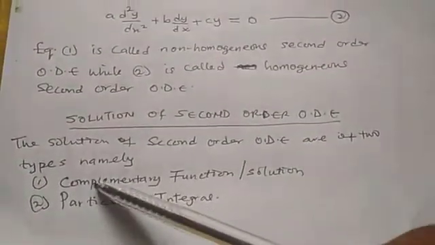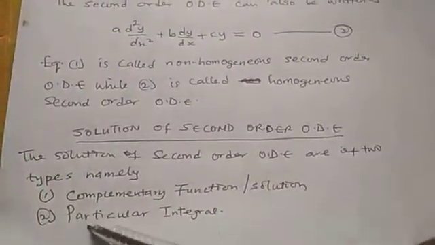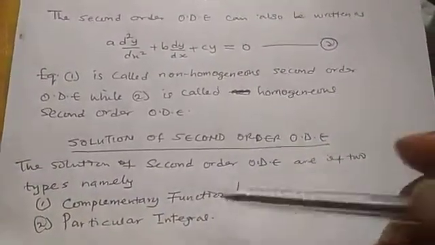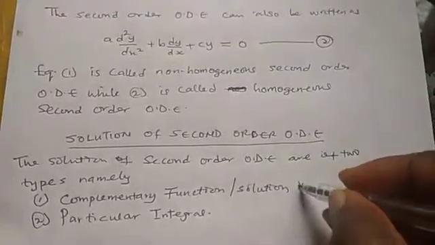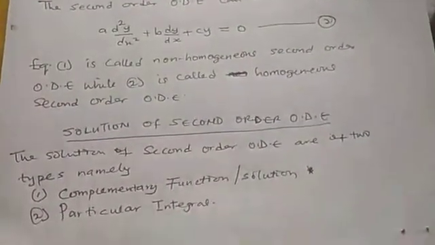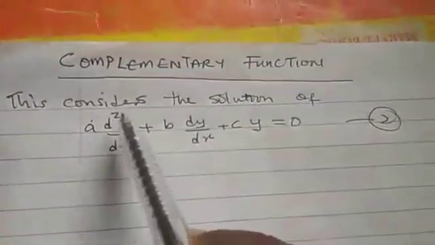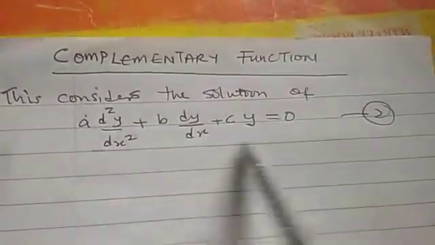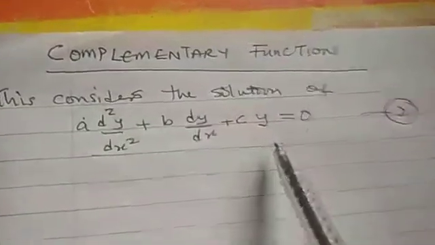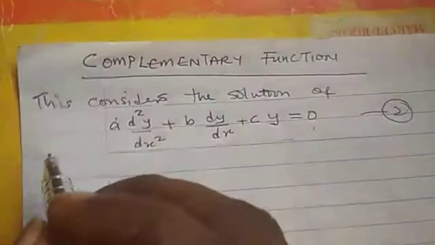Number 1, we have the complementary function or complementary solution. And the second one, we have the particular integral. Now we shall first deal with this. Now let's move to the solution, the complementary function. The complementary function considers the solution of that second equation, which is the homogeneous differential equation. And it is this one that will lead us to the solution of the first one. Now, how do we start?